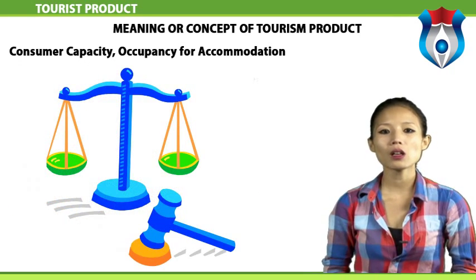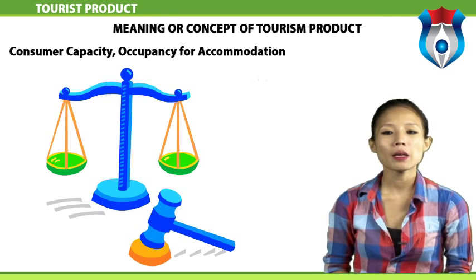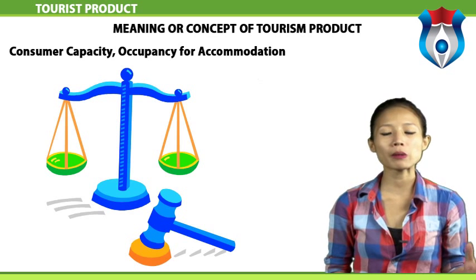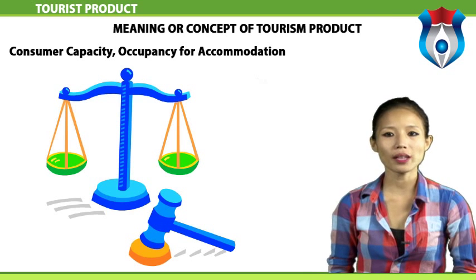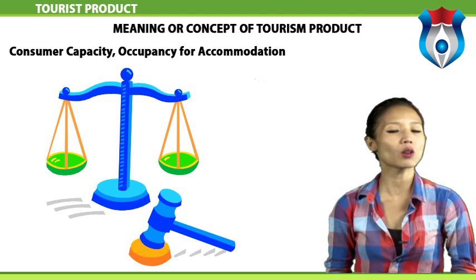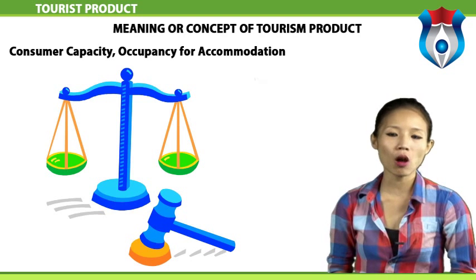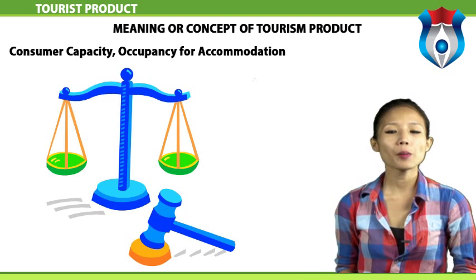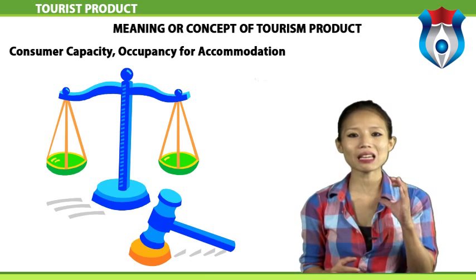Consumer capacity, occupancy for accommodation. In travel and tourism, capacity refers to the number of people that can be accommodated in a hotel, aircraft, bus, resort, etc. It may be, for example, that a hotel has a capacity of 300 and an aircraft might be able to accommodate 130. The important thing, however, is how much of the capacity is actually used at any time.